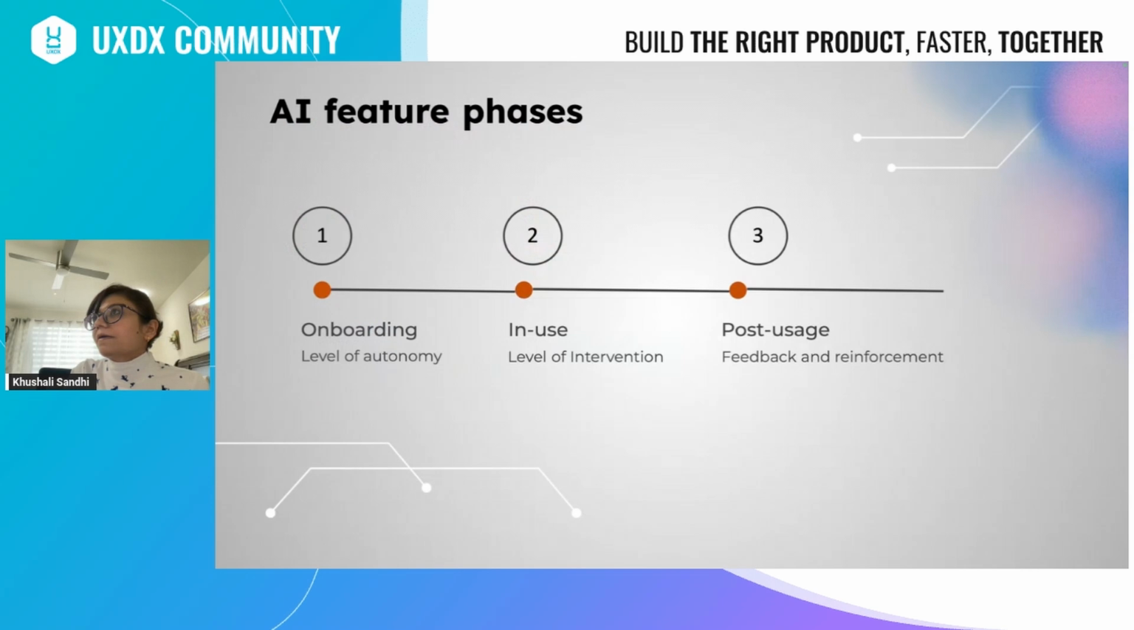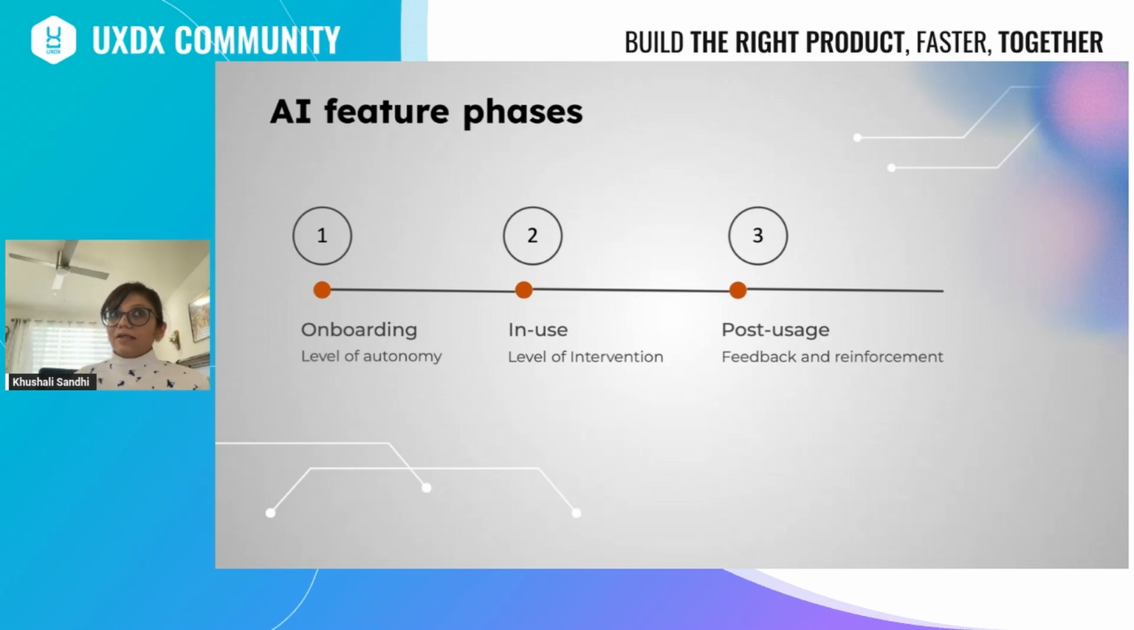All right. So now let's go into the AI feature phases, which is our second topic, right? Once we have understood the data itself, how good that data is, then we want to break it into three phases, for example, the onboarding. If we know that the product is going to have good enough data and be a very strong product, then we can give it a lot of autonomy.